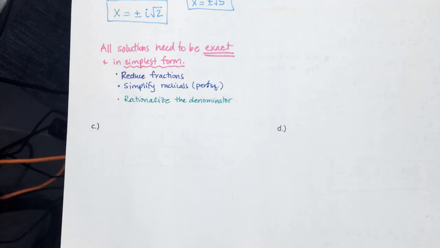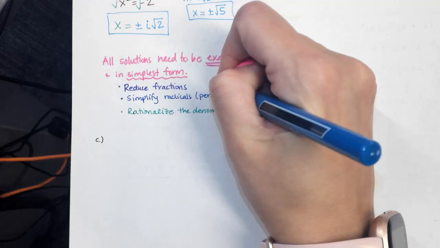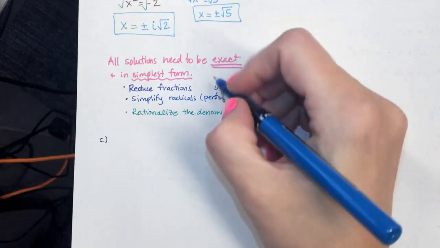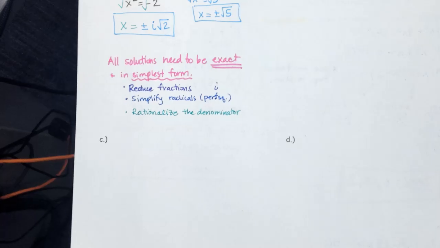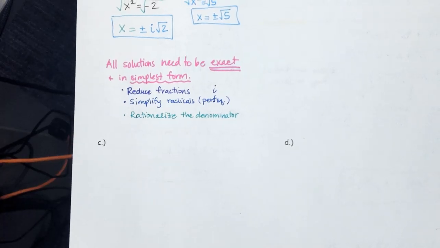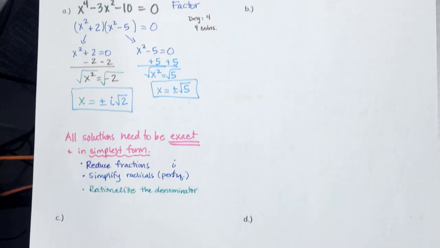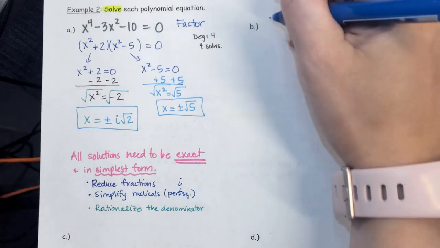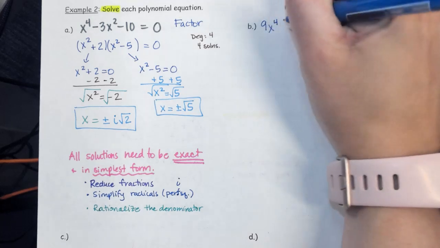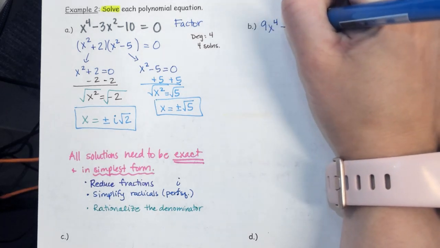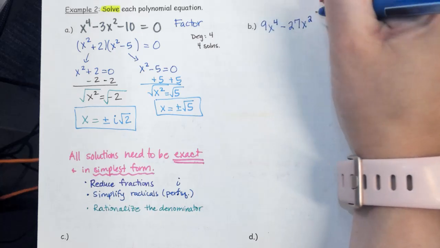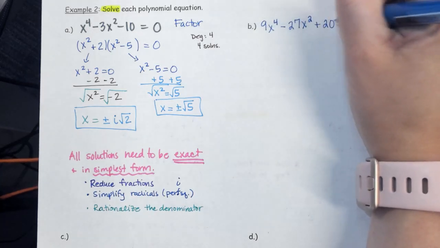Okay, so as we go through these, this is going to be our checklist. Is our fraction reduced? Are our radicals simplified? That's perfect squares, but that's also going to include negatives. So maybe I should put i above it. Okay, if you have a negative, and then rationalize the denominator. All right, and then you guys are going to start part B. So you have 9x to the 4th minus 27x squared plus 20 equals 0.